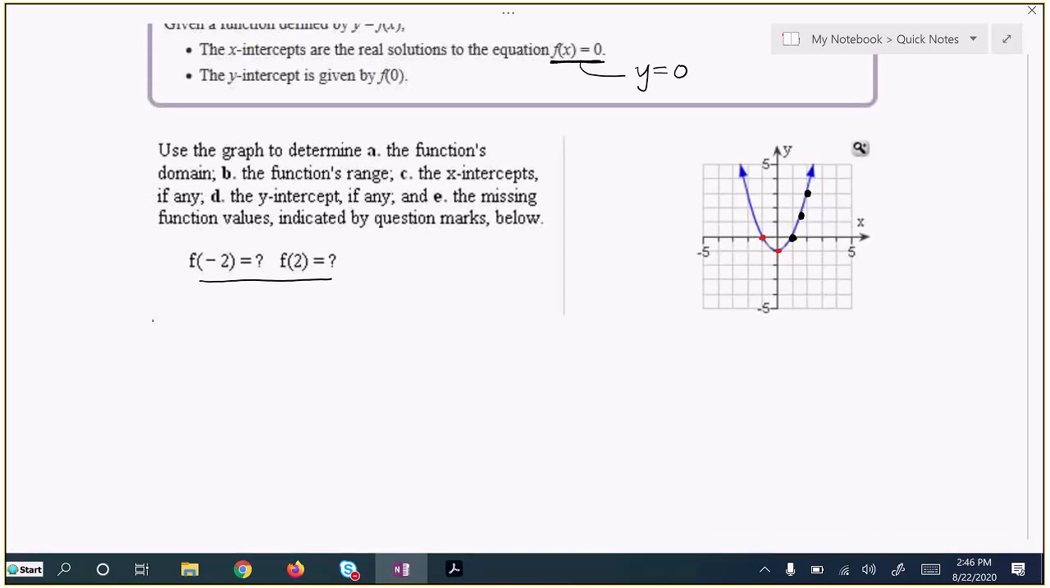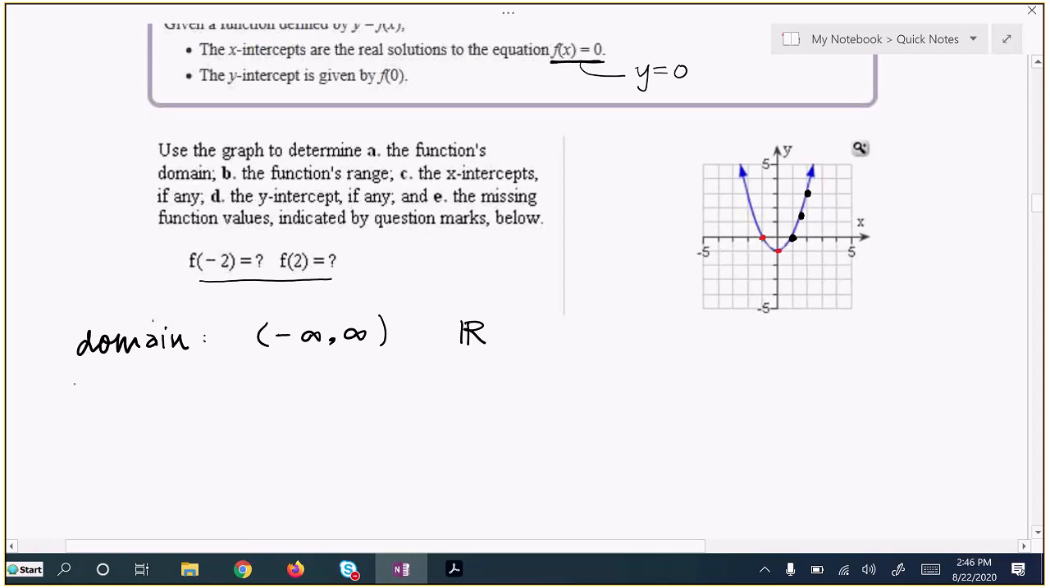We want to determine the domain. Well, as I just said, these arrows indicate that it's going off to the left, off to the right forever. So the domain is all real numbers. And how do we write all real numbers? Well, we can write the interval negative infinity to infinity, or we can write this script R.